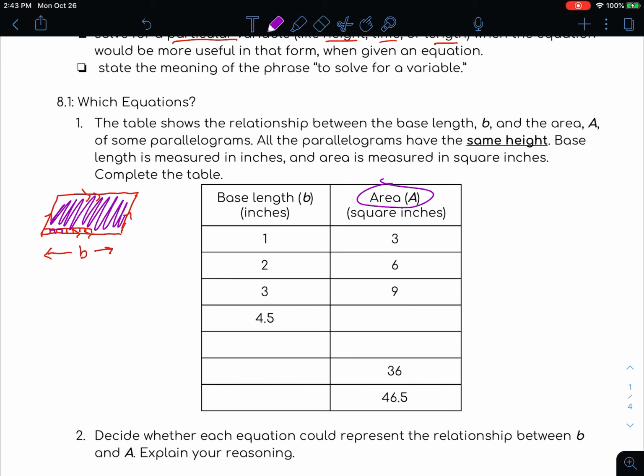And then as I go from the base length to the area, I'm noticing that each one of these, what I'm doing is multiplying by 3. I'm taking the base length times 3 and I get the area. 1 times 3 is 3, 2 times 3 is 6, 3 times 3 is 9. So maybe we can do 4 times 3 then, and we get 13.5. You notice my pattern of going up by 3 each time is no longer true. That was true because my base length, my left side variable, was always going up by the same amount. 1, 2, 3 was going up by ones. But now we skipped up to 4.5, so we have to be a little bit careful about that.